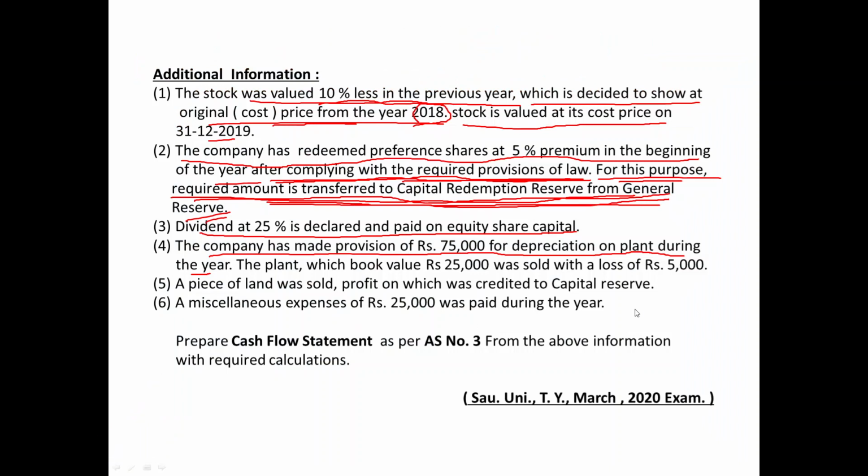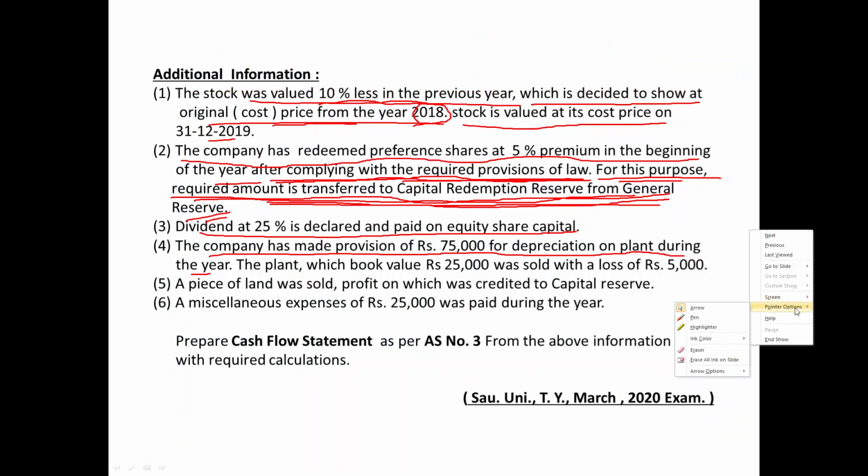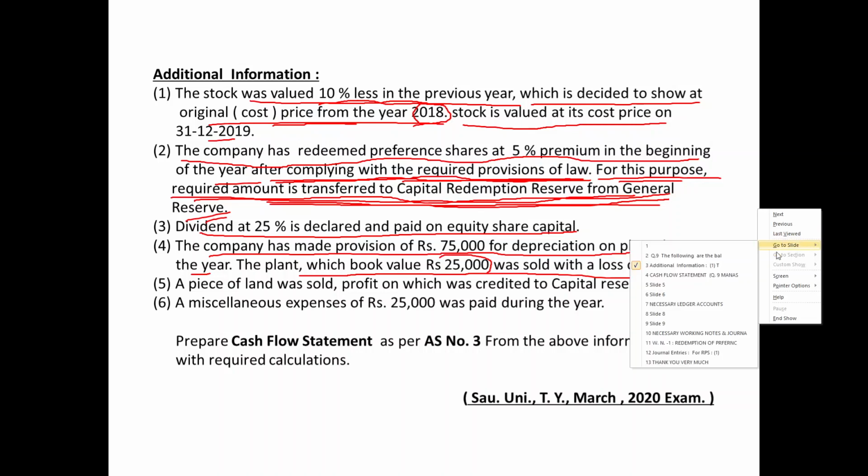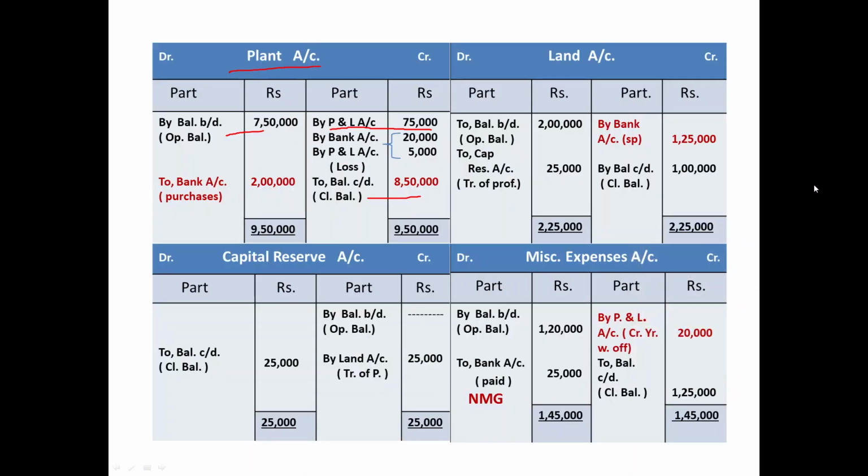Second point also related with plant in the same point number 4. Let us verify the plant which book value rupees 25,000 was sold with a loss of rupees 5,000. Means the plant whose book value was 25,000 has been sold with a loss of rupees 5,000. It means the selling price would be rupees 20,000. So bank account debited 20,000, profit and loss account debited loss 5,000 to plant account credited 25,000.